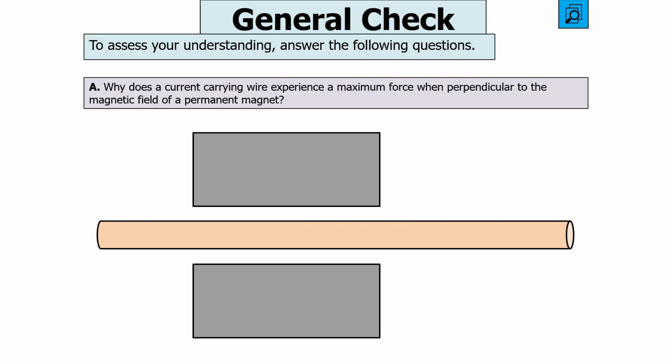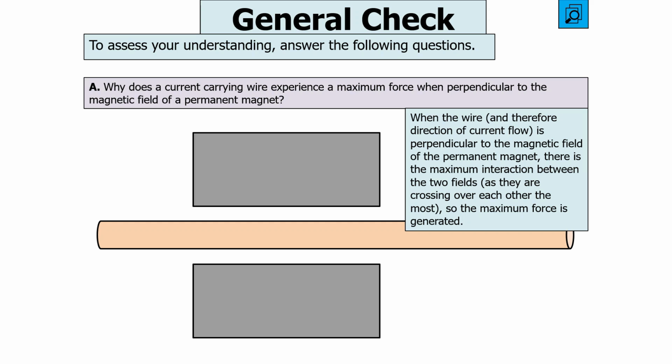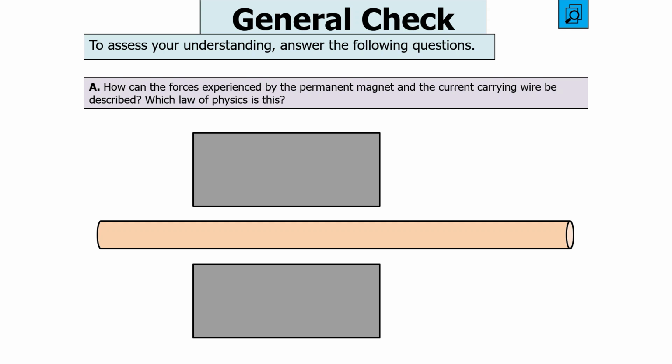Why does a current carrying wire experience a maximum force when perpendicular to the magnetic field of a permanent magnet? When the wire, and therefore the direction of current flow, is perpendicular to the magnetic field of the permanent magnet, there's a maximum interaction between the two fields as they're crossing over each other the most, so a maximum force is generated.